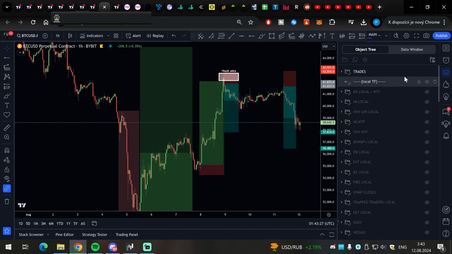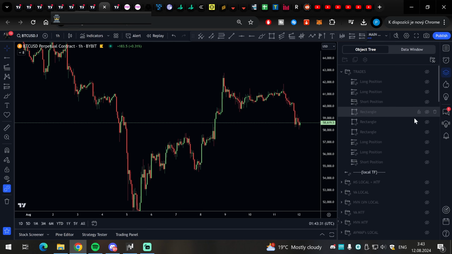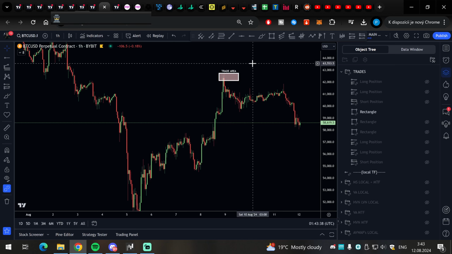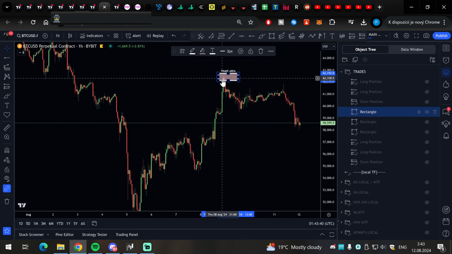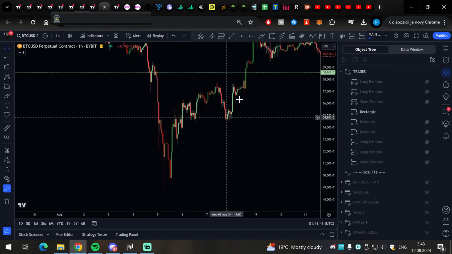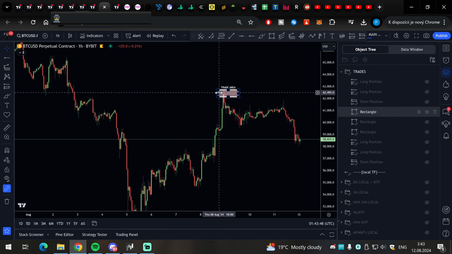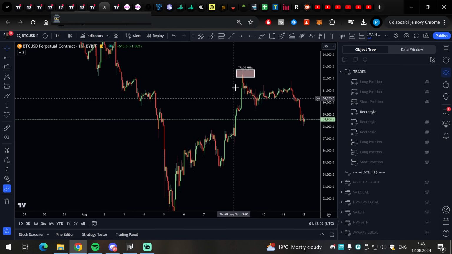But let me hide everything, and I will turn on this nice rectangle given to our traders on Monday. The trade area was hit. When the trade area is hit, it means you look for some take profits on any longs you are in, and you look for nice shorts. Okay, so that's the first initial idea, because market now is very overstretched.